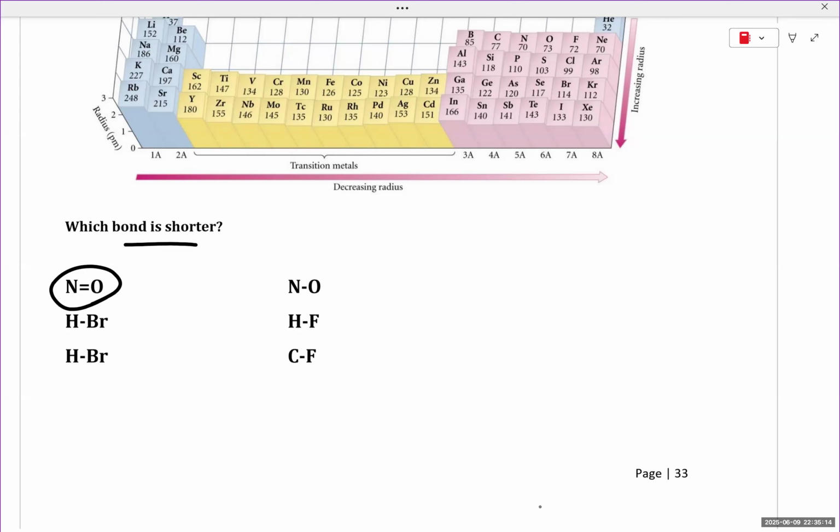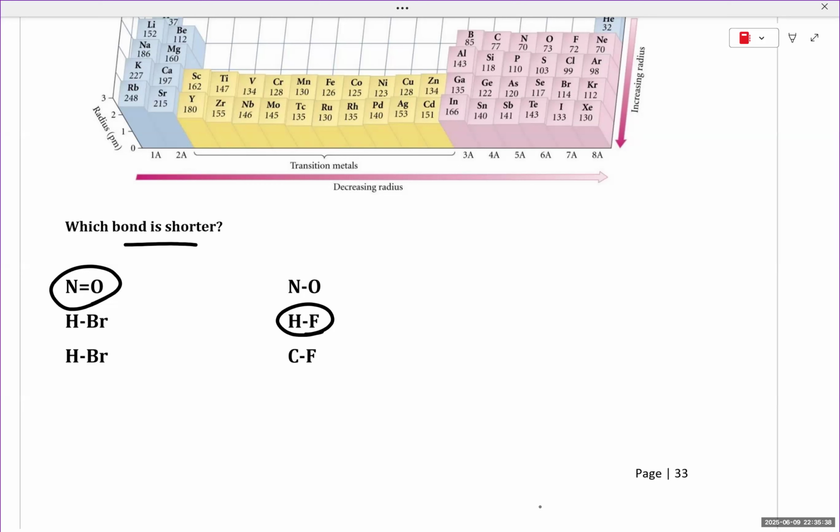Comparing a hydrogen-bromine and hydrogen-fluorine bond. Fluorine is smaller than bromine, so the hydrogen-fluorine bond should be shorter. Next, we have a hydrogen-bromine bond versus carbon-fluorine. Hydrogen is small, but bromine is very large.